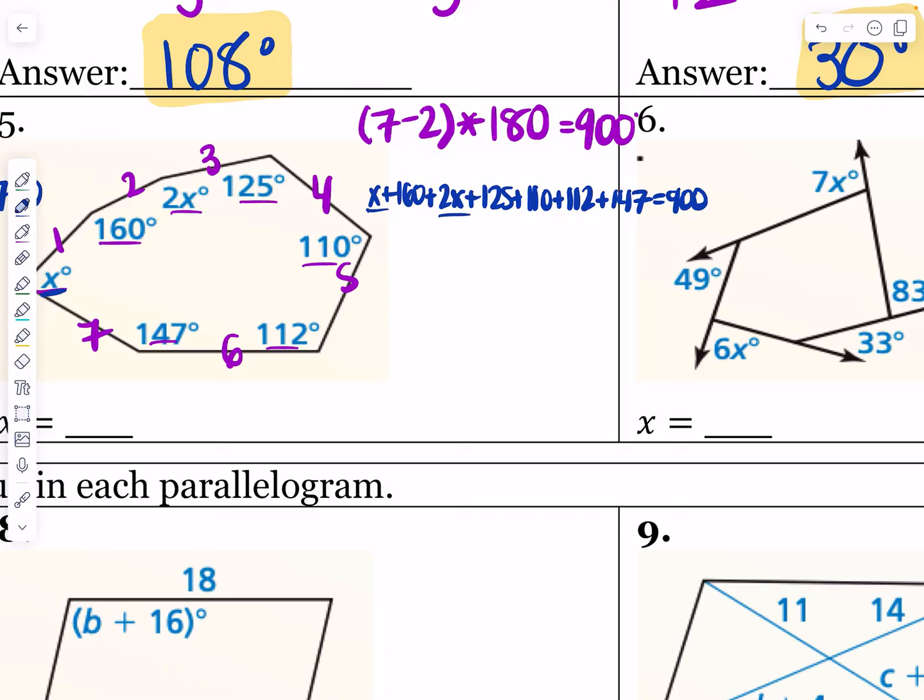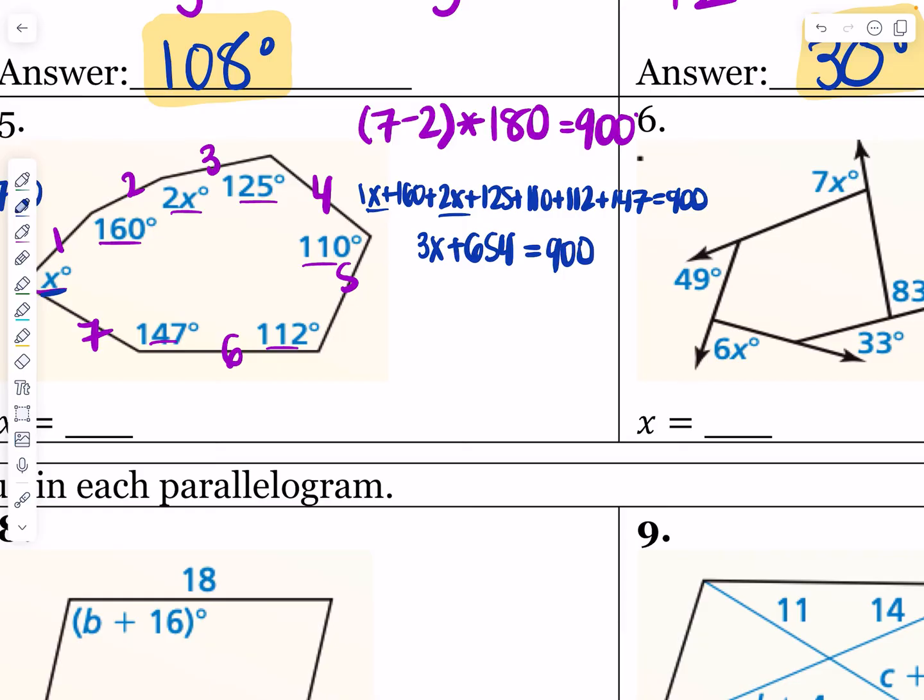And then I'm going to combine my like terms. That's 1x plus 2x makes 3x. And then I'm just going to quickly type in 160 plus 125 plus 110 plus 112 plus 147. Well, hold on, let me make sure I didn't miss anything. 3x plus 654. So 3x plus 654 equals 900. I knew I had done something wrong because I had a number that was way too small.